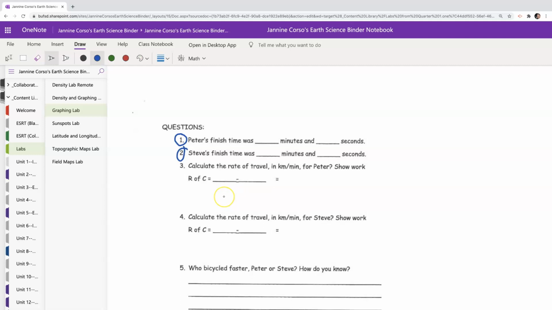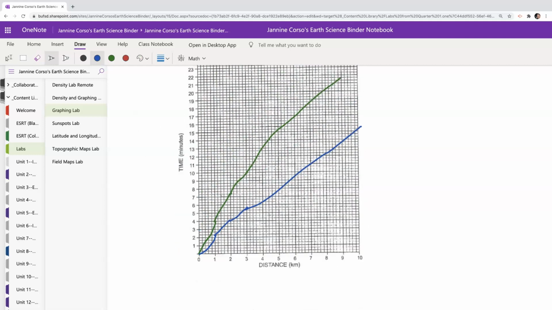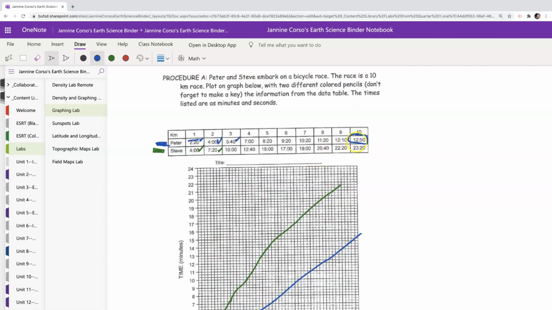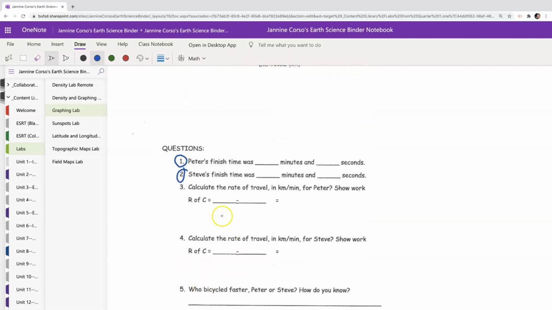So I'm thinking about the total time it took Peter to do this race. If I look back at my data, it took Peter 12 minutes and 50 seconds to do this entire race. So I'm going to put down here 12 minutes and 50 seconds. And that's my time. And the total distance that he rode was a total of 10 kilometers. He started at 0 kilometers, so this is my change in value.